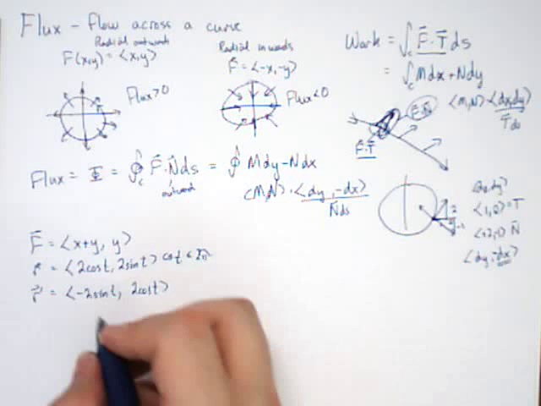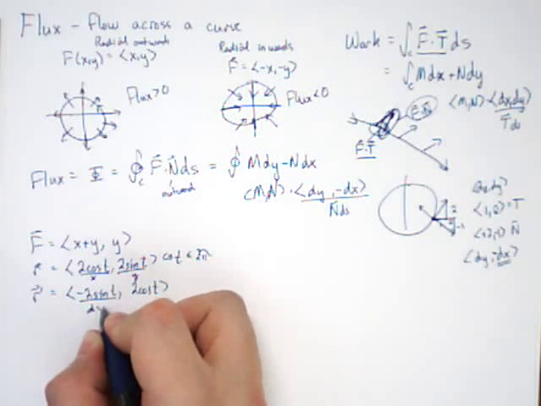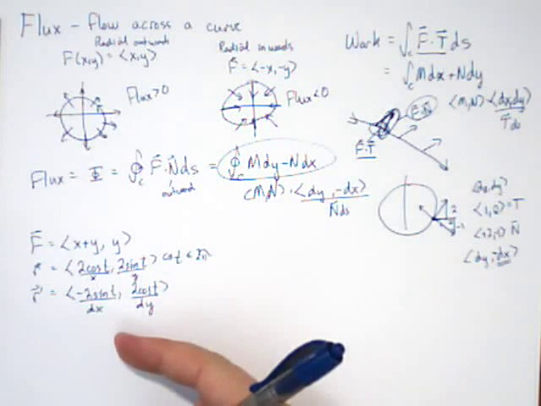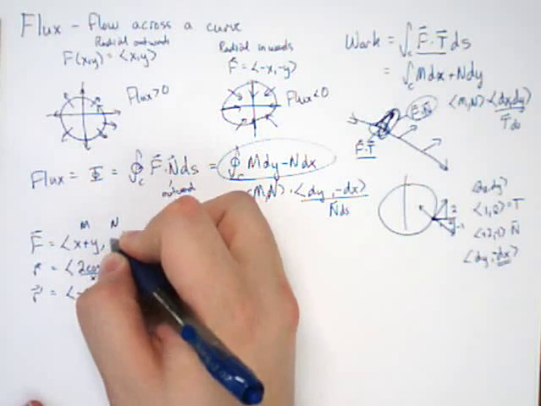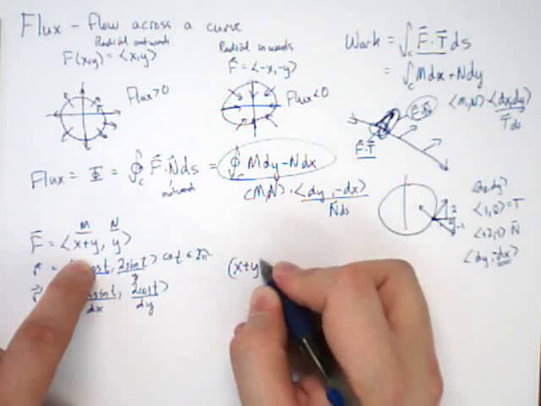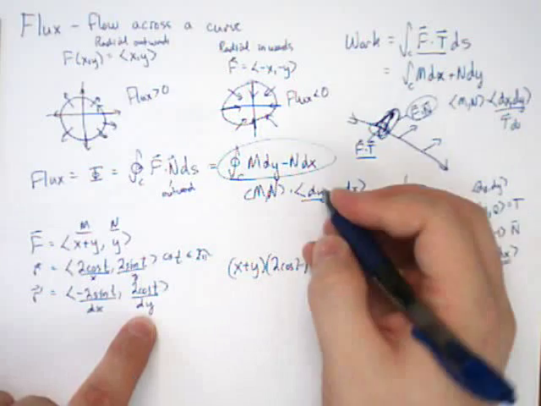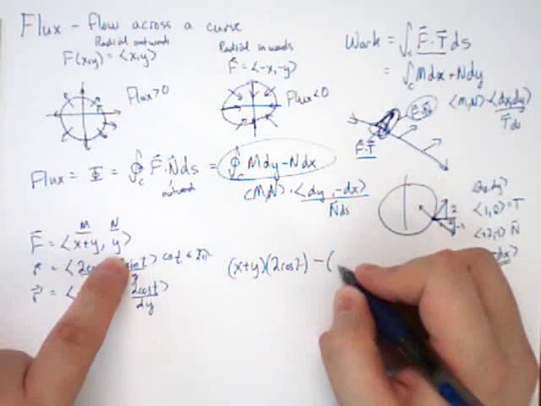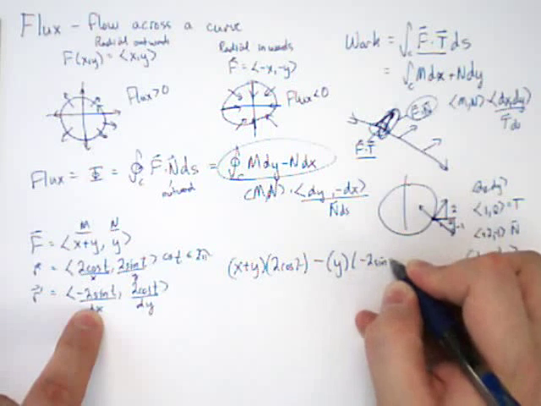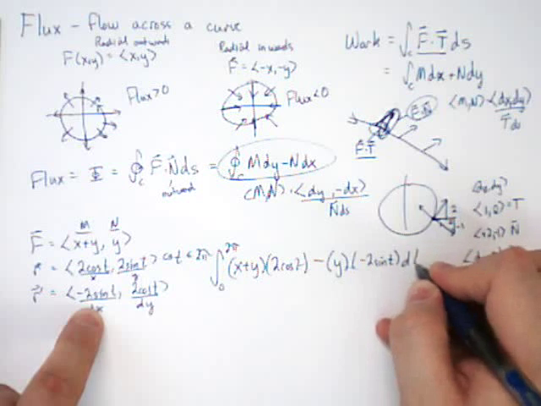And now I just need to start noticing things. This is x. This quantity is y. This quantity is our change in x. This is our change in y. So if I want to use this formula down here, we've got to get an M and an N. So we take M, which is x plus y. We need our dy, which is 2 cosine t. I need a minus N, which is y, times dx, which is negative 2 sine t. Integrate that from 0 to 2 pi with respect to t.